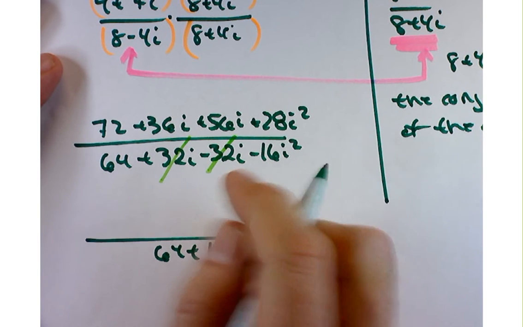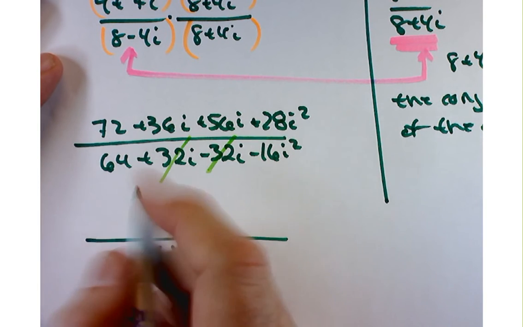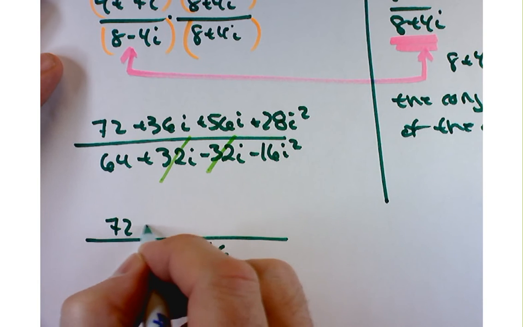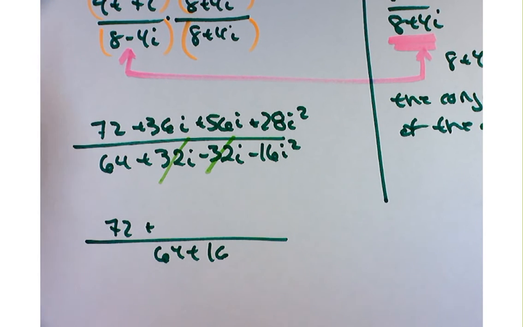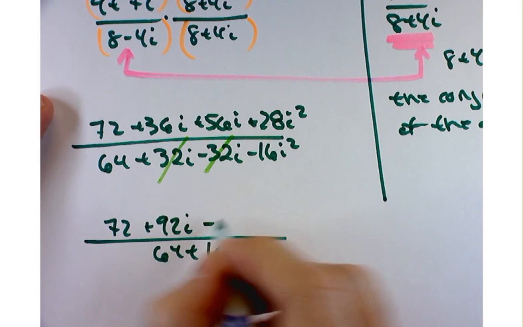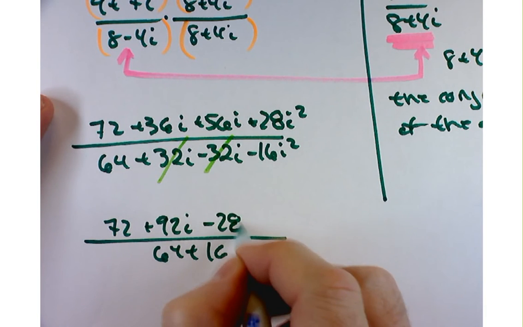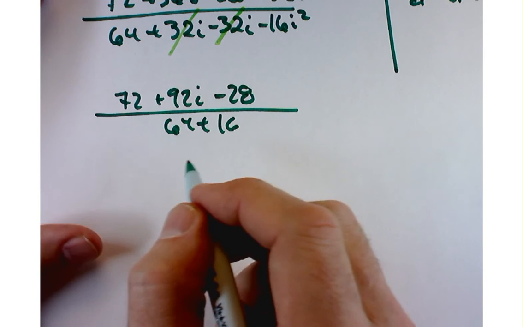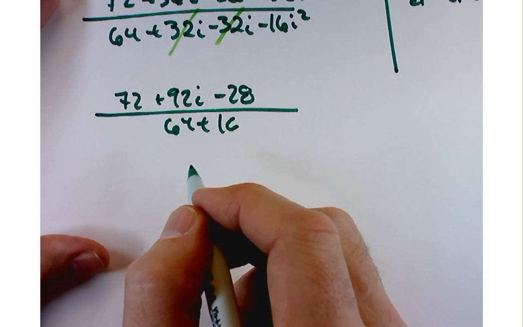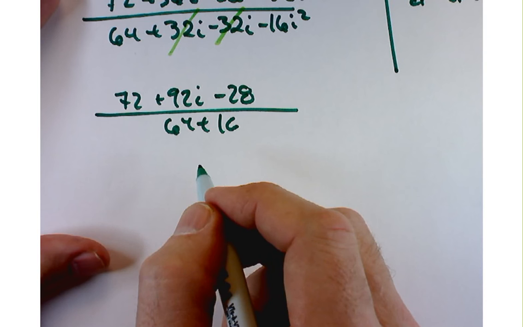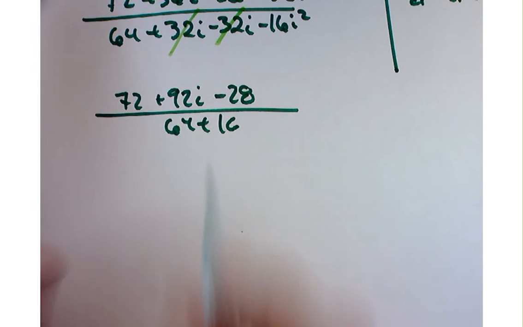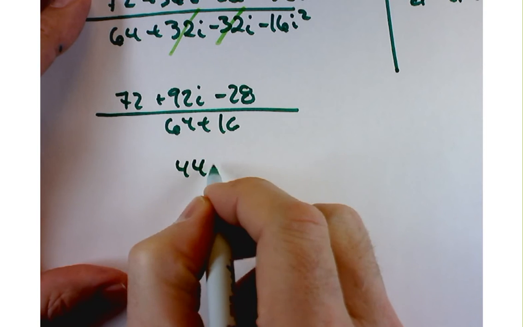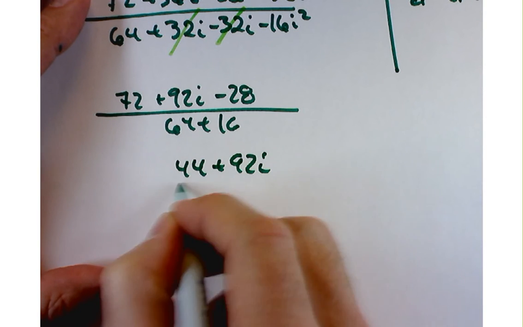In the numerator, that's going to be 72 plus 92i minus 28. Let's combine like terms. That's going to be 44 plus 92i. 44 plus 92i over 80.